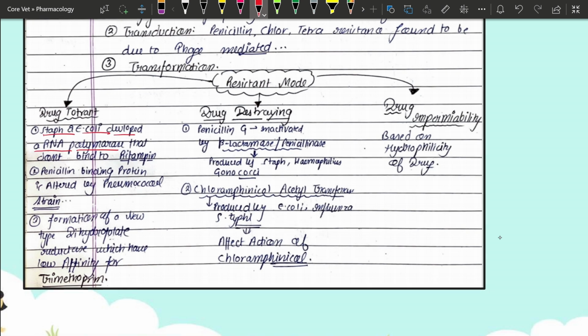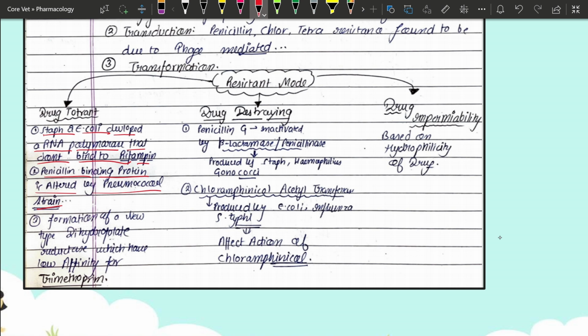So staph and E. coli developed an RNA polymerase that doesn't bind to rifampin. Rifampin has a tendency to bind to RNA polymerase, so staph and E. coli developed a certain RNA polymerase that is not affected by rifampin. Similarly, the penicillin binding protein is altered by the pneumococcal strain.